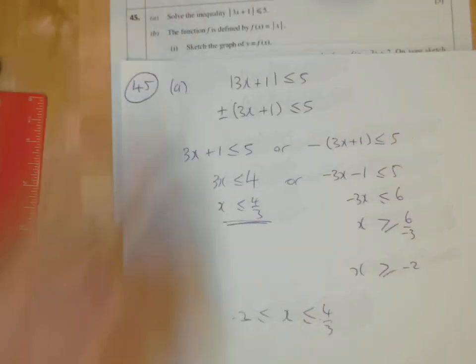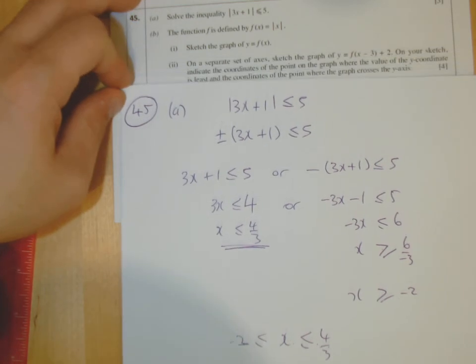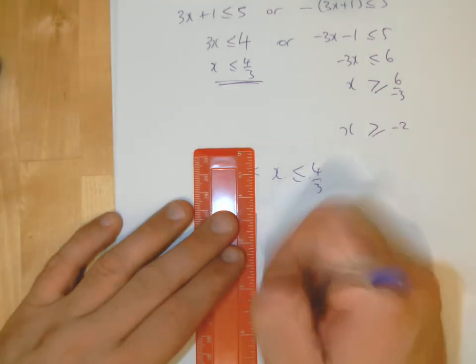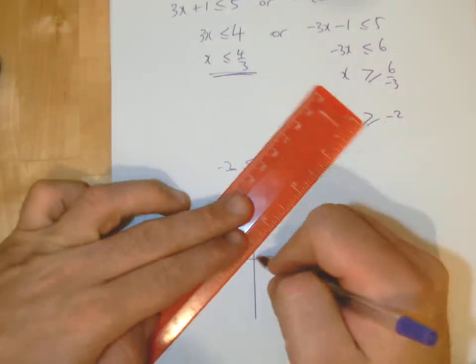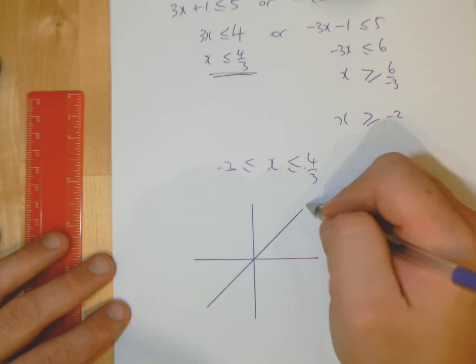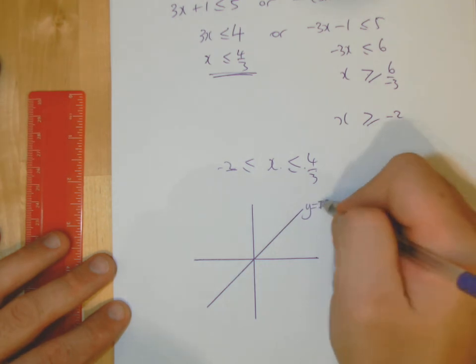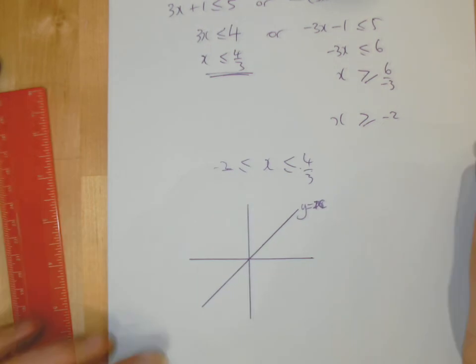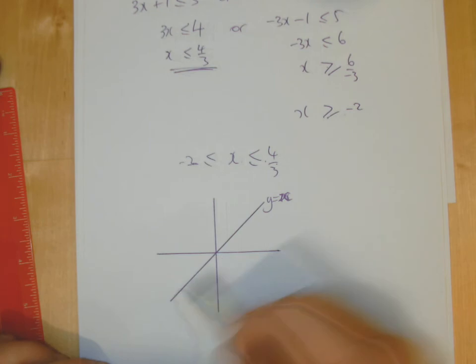So part B then, it says the function f is defined by f of x equals the modulus of x. Sketch the graph of y equals f of x. Just to remind you, remember y equals x. What y equals x looks like, y equals x is that, isn't it? So diagonal 45 degrees there, that's y equals x. I put in modulus x, I'll be wrong there because I haven't done that yet. That's y equals x. If I wanted the modulus of x, I've got to make everything negative positive.